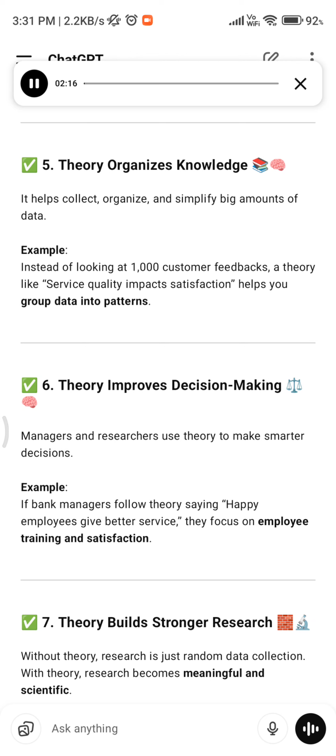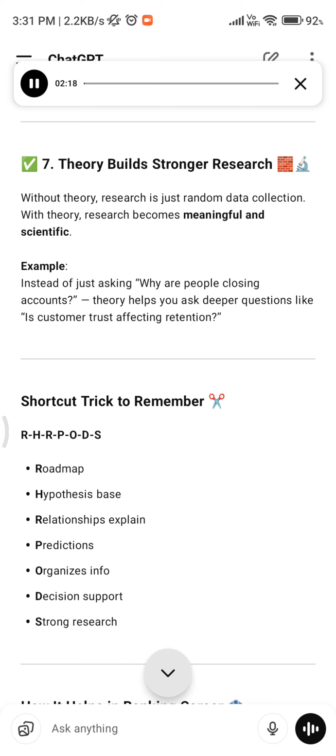7. Theory builds stronger research. Without theory, research is just random data collection. With theory, research becomes meaningful and scientific. Example: instead of just asking "why are people closing accounts?", theory helps you ask deeper questions like, "is customer trust affecting retention?"